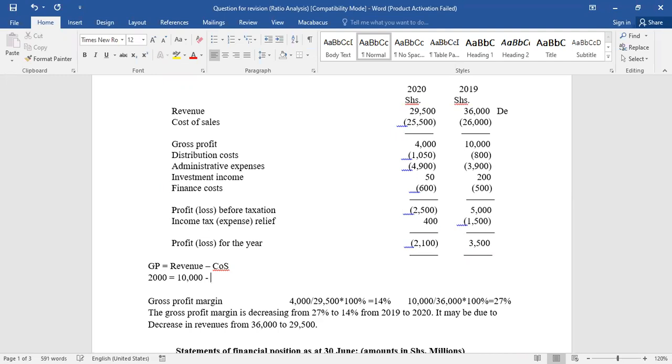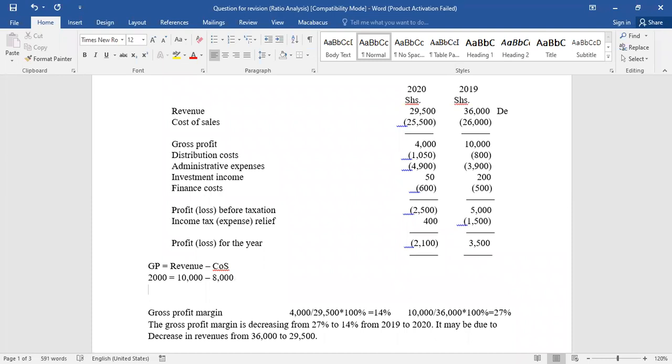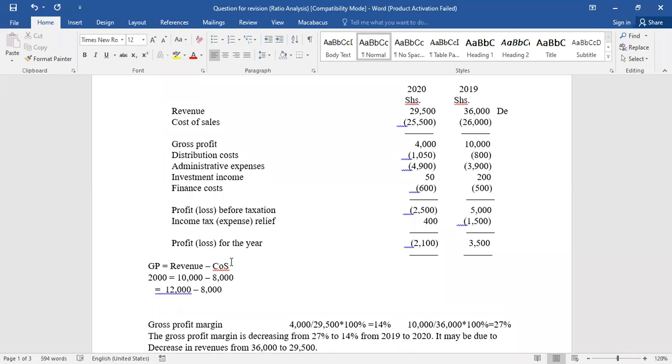minus 8,000. If it's going to reduce, for example if revenues increase by 2,000, like in this case it decreased, what will my gross profit be? If my revenues increase by 2,000, holding the other constant, my gross profit will be equal to 4,000. It is increasing because revenue has increased.